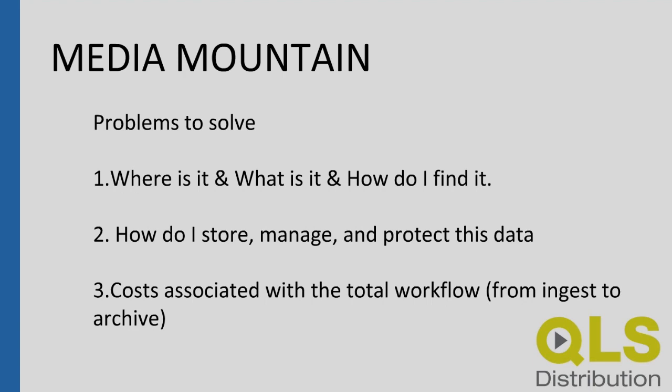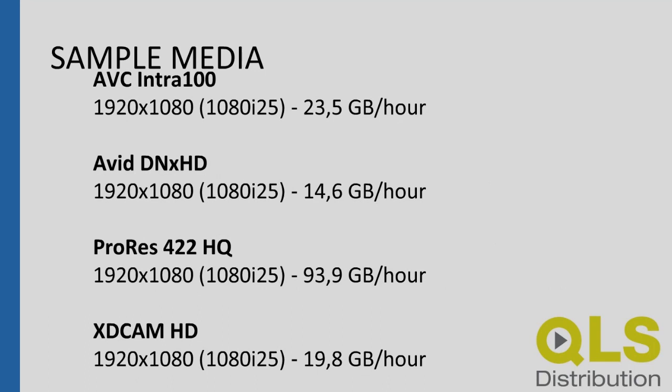So as the content becomes larger, you have to look at how you store this content, how you manage it, and how you wish to protect this in the future. So the workflow is effectively from ingest to archive. How do you manage that total process? And before you look at buying storage, a MAM or an archive, you need to sit down and work this process through.